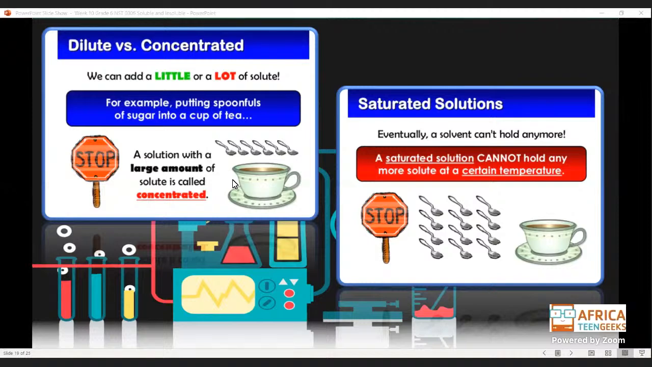But remember, it does say at a certain temperature. If I took that solution and heated it up to a very high temperature, then it might still manage to take it and dissolve it. But at certain temperatures, especially room temperature, it won't.